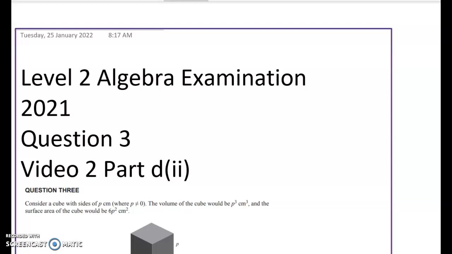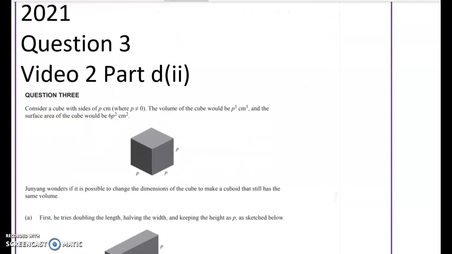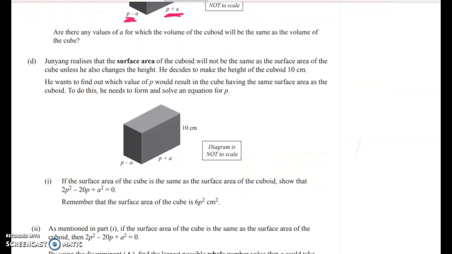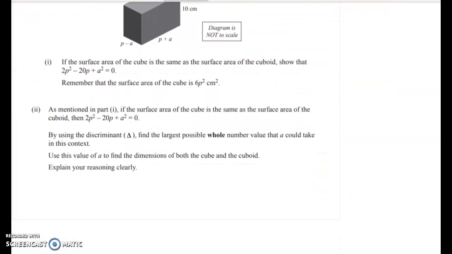In this video, I'm just doing part D2 of question 3 of the Level 2 Algebra exam, which I think was a challenging question for a couple of reasons. And as I said in the last video, I think it's a great maths question. I don't really think it belongs in an exam under this much time pressure, but you might disagree.